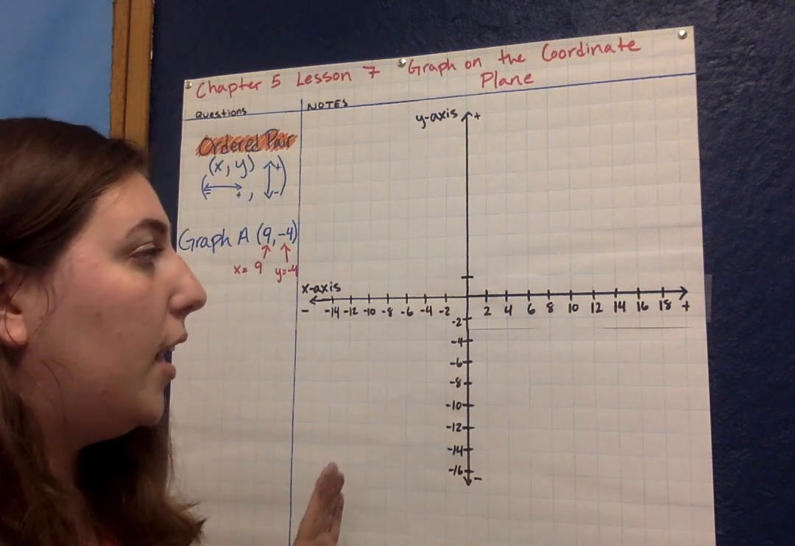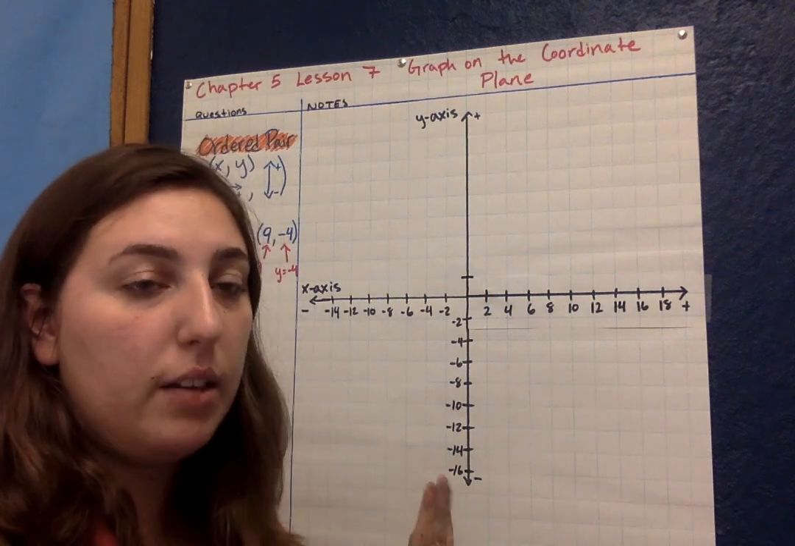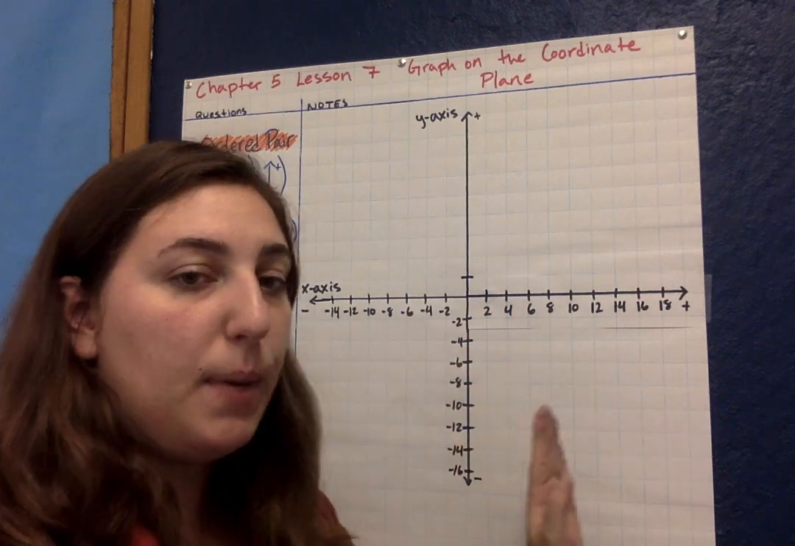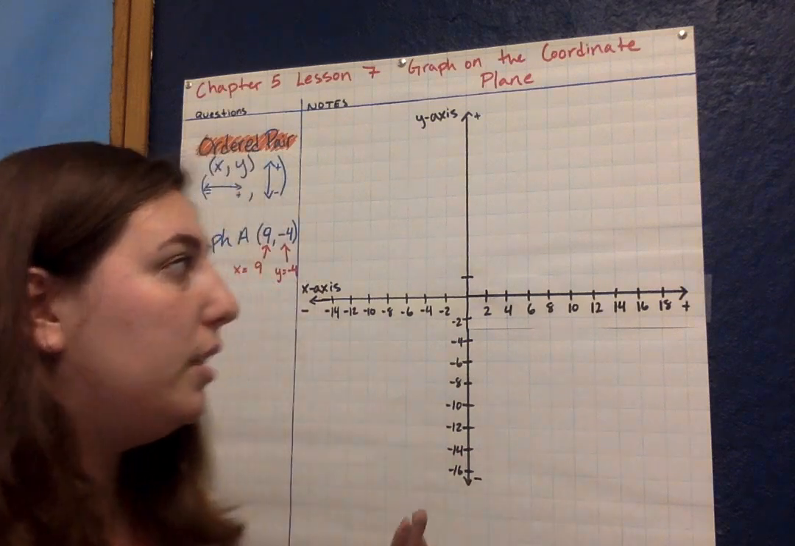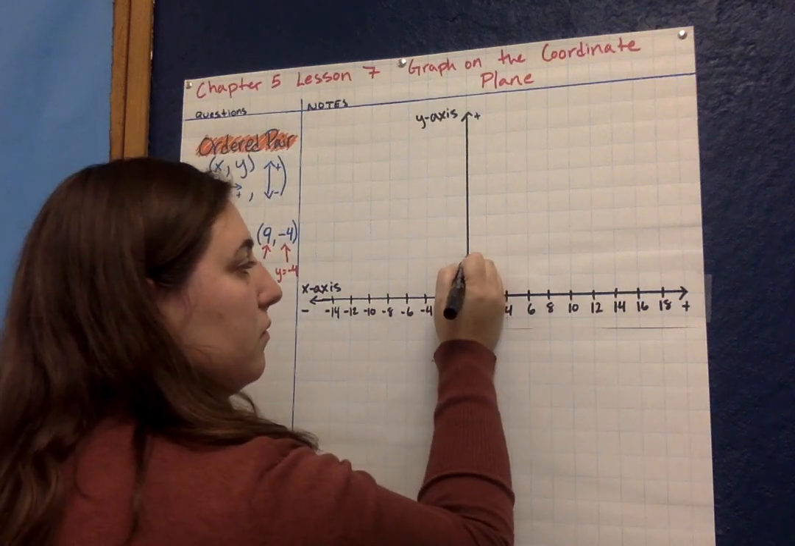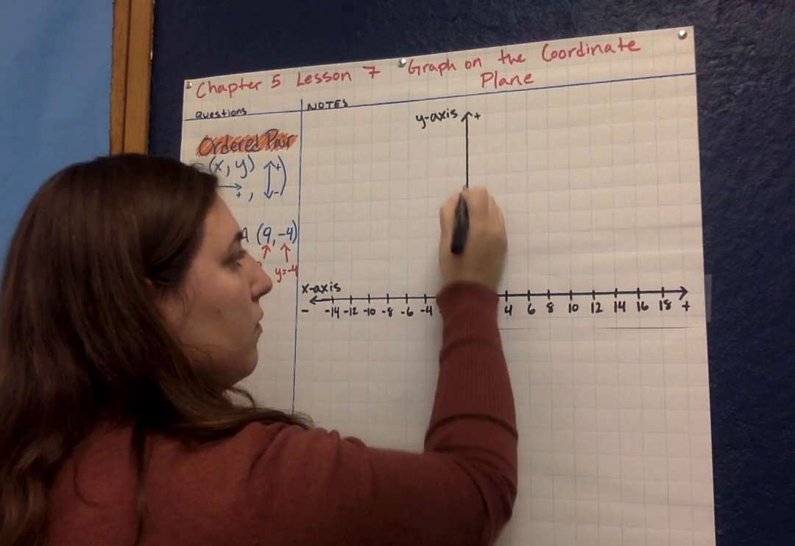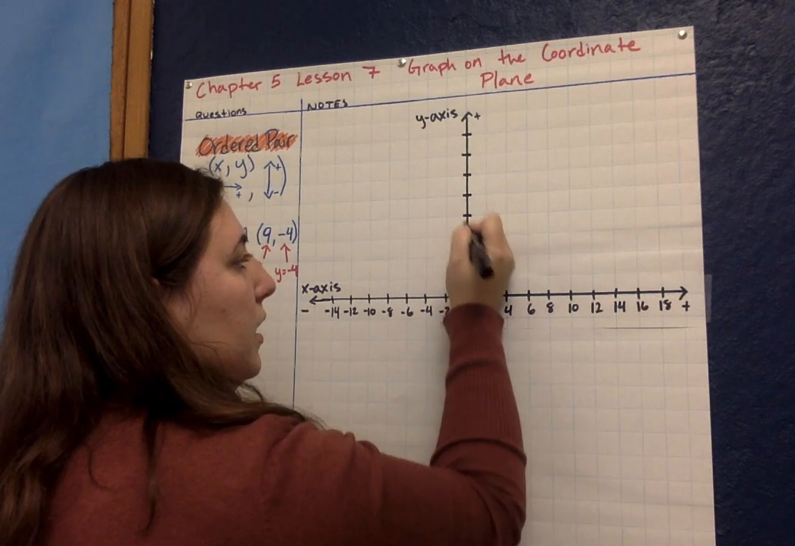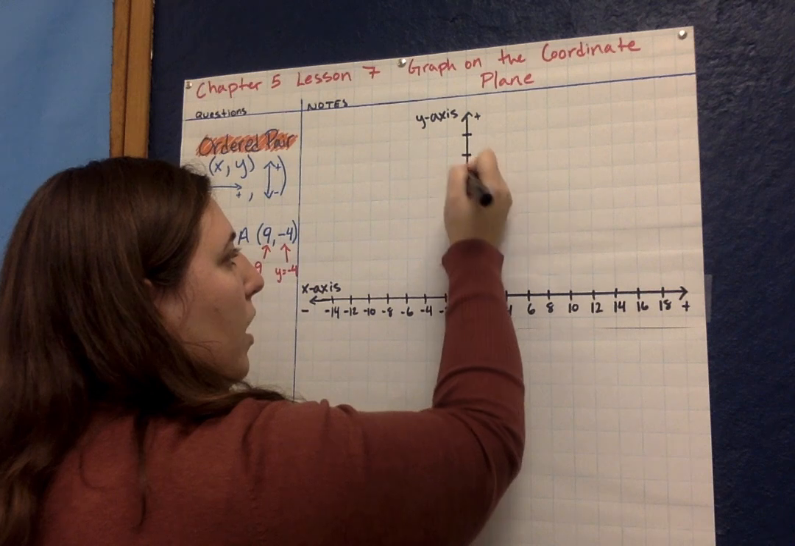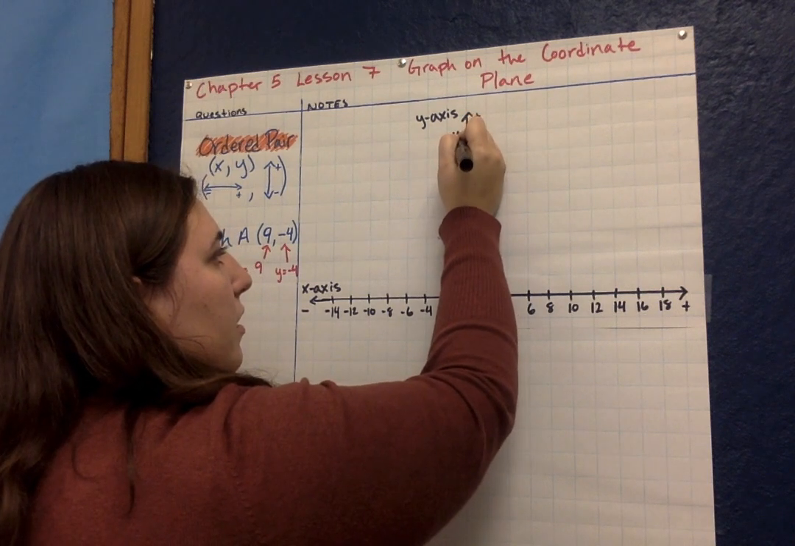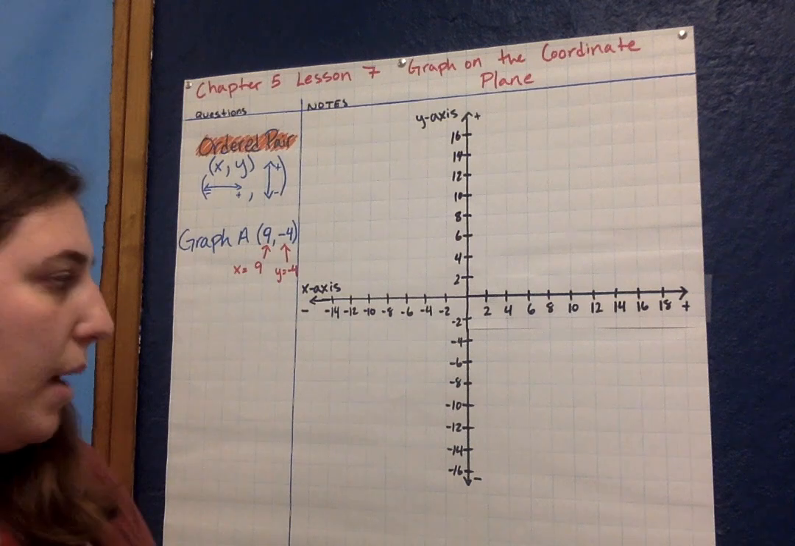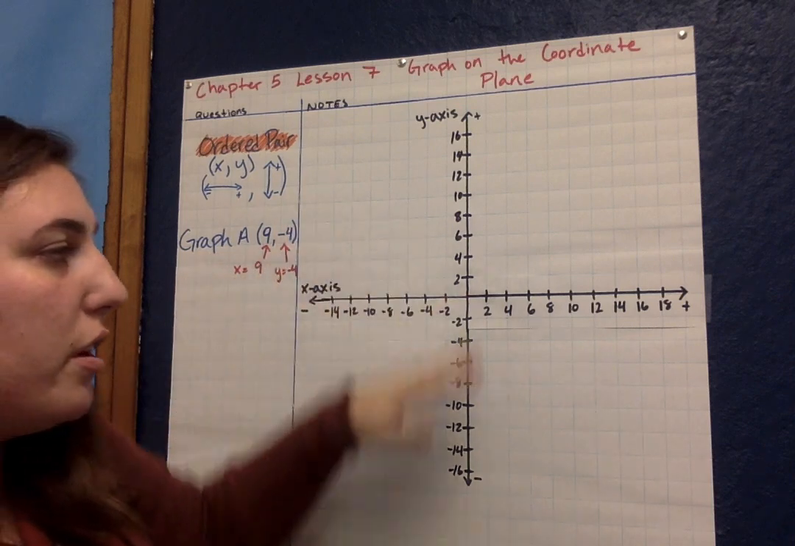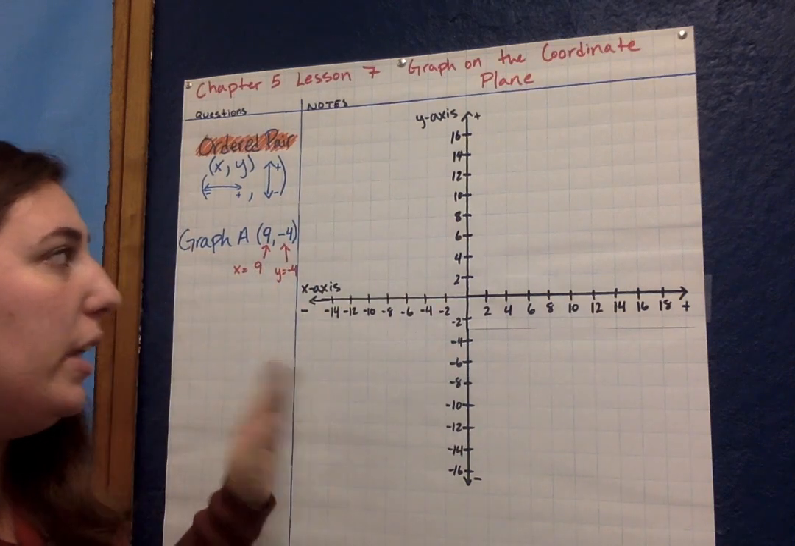So if you are working on regular paper with no grid lines on it, then make sure that your tick marks, your lines, are evenly spaced out, okay? That way we have an equal distance between each mark. 6, 8, 10, 12, 14, and 16. Okay. So now our coordinate plane is all set. It's ready to go. We can now graph on it.